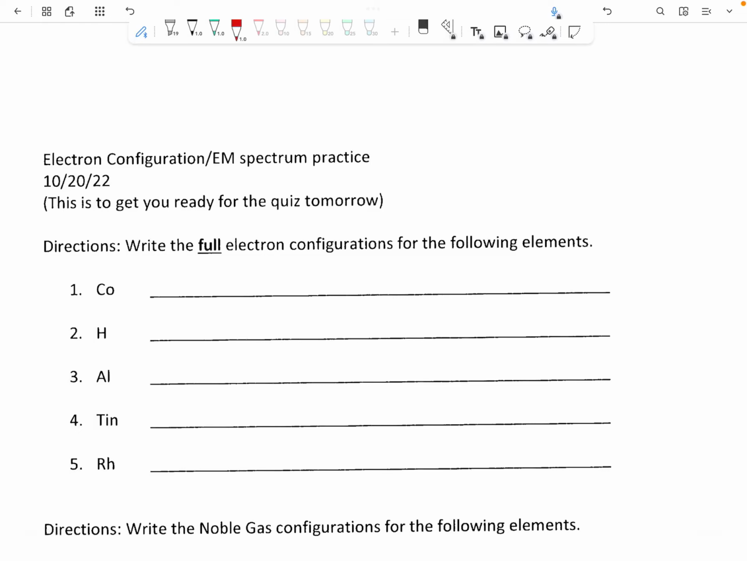Okay, everybody, this is your little review for your quiz tomorrow. I'm going to go over some of this stuff with you. I'm not going to go through it all because the examples that I give will serve as examples for everything else. Okay, so here in the first section, you have to write the full electron configuration for these elements right here.